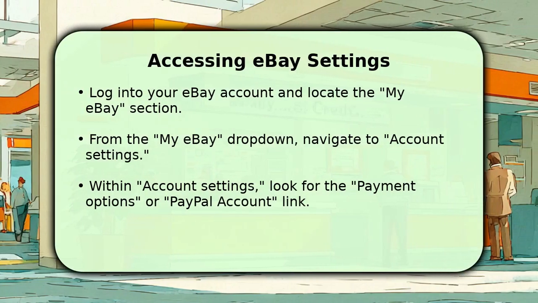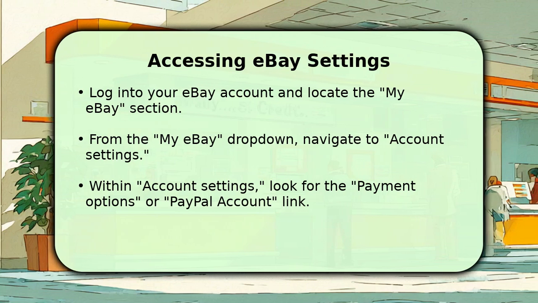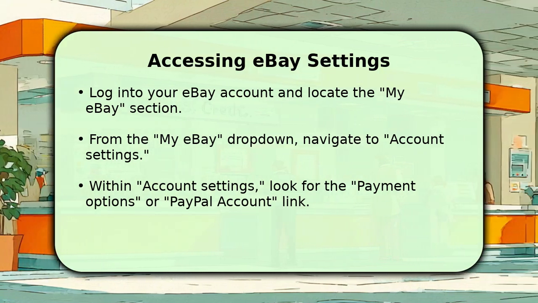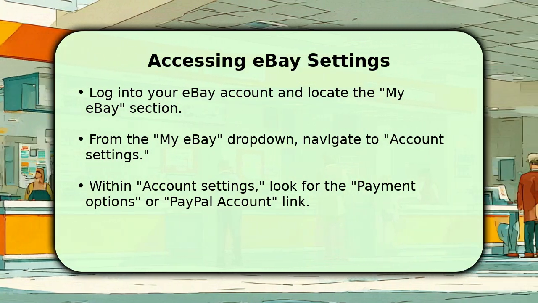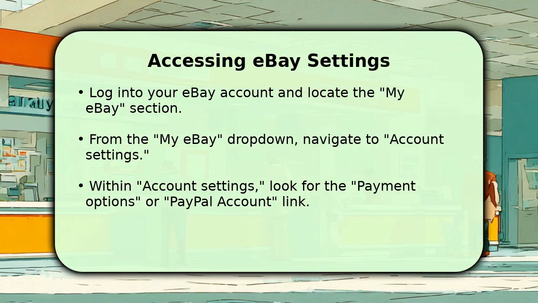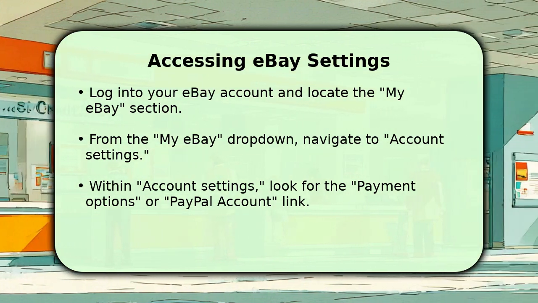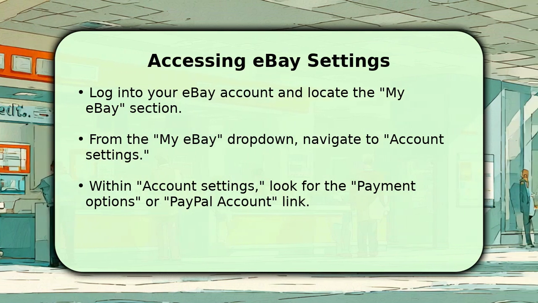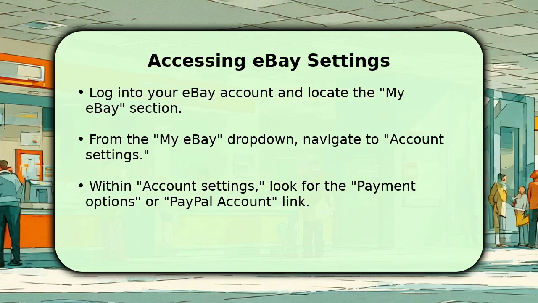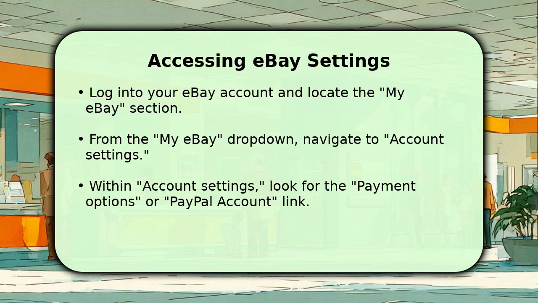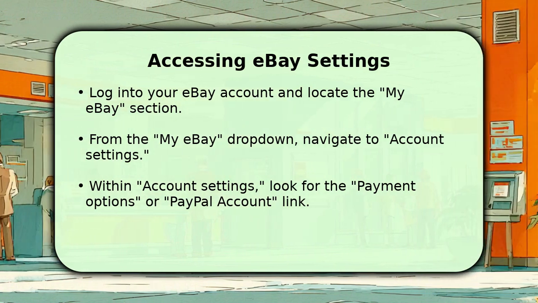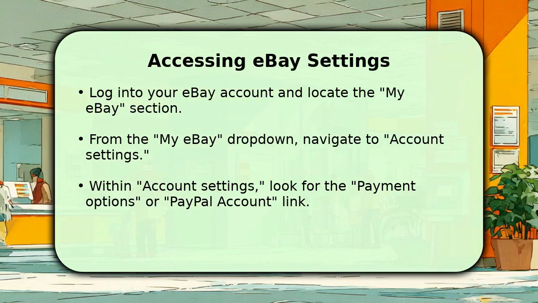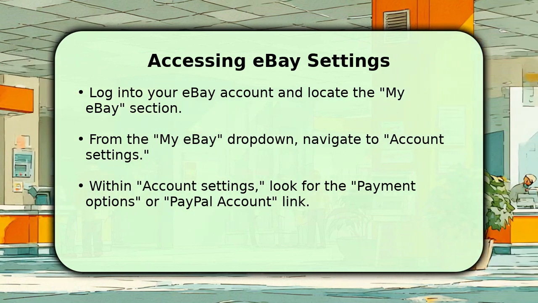After logging into your eBay account, find the My eBay link, typically located in the top right corner of the page. Click on it, and then select Account Settings from the subsequent drop-down menu. Once you are on the Account Settings page, carefully look for the Payment Options or PayPal Account section. This is where you will initiate the linking process, ensuring everything is set up correctly for your sales.